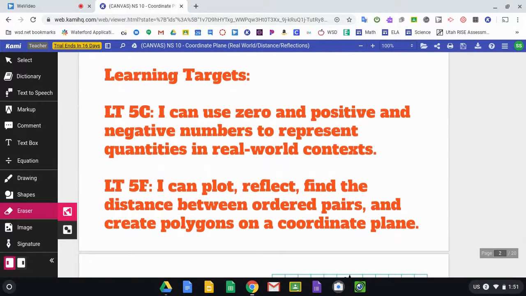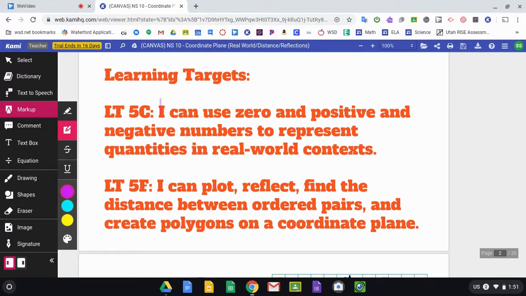So let's talk about our objectives first. Let's read this first one together. Starting right here. Ready? Go. I can use 0 and positive and negative numbers to represent quantities in real-world contexts. So just like in previous lessons when you talked about the vertical and horizontal number lines and positive and negative integers, we're going to use all of that today to put things on the coordinate grid, but it all has to do with real-world things.